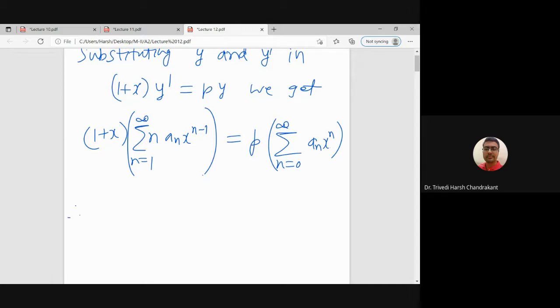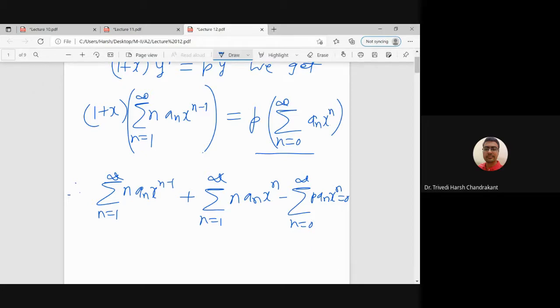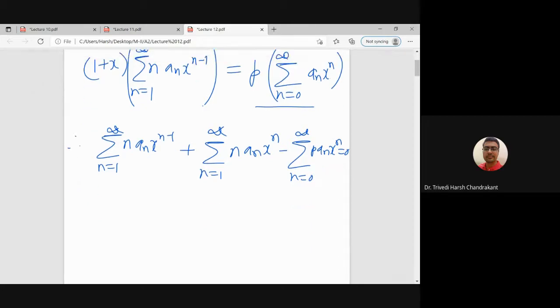So we shall get the first series is n an x power n minus 1, 1 to infinity, plus x times this series. So x times the series is n equals 1 to infinity n an x power n, and this term we can take on the other side. It will be minus 0 to infinity p an x power n is equal to 0, right?